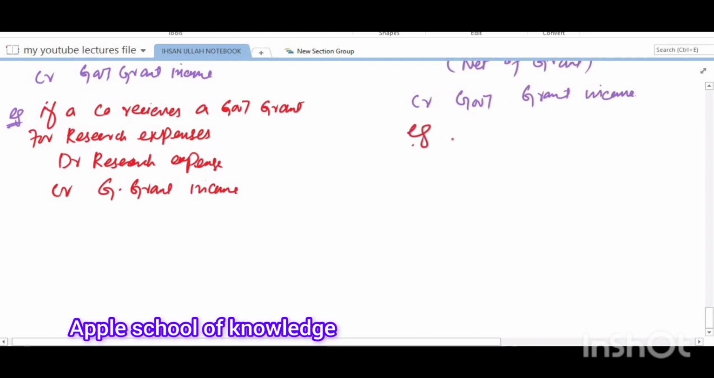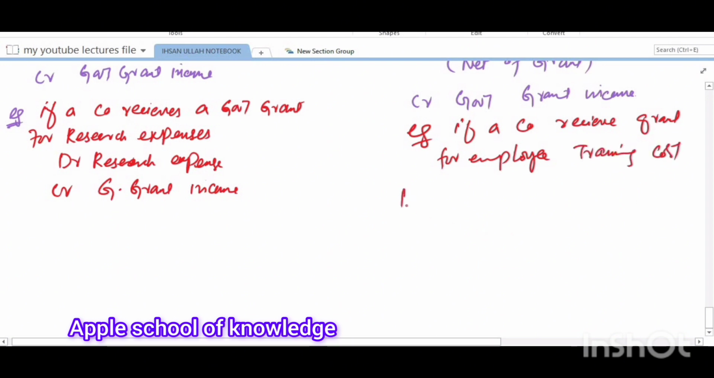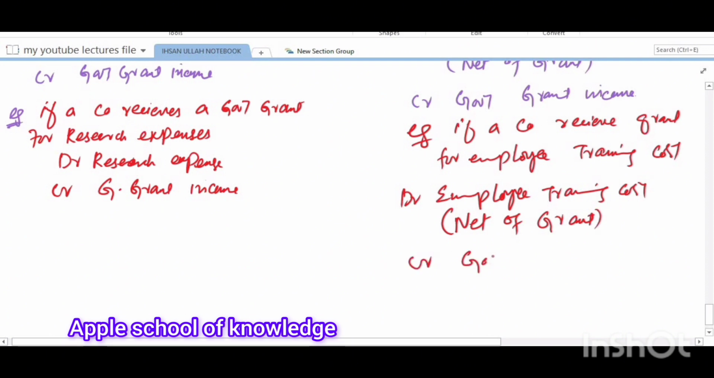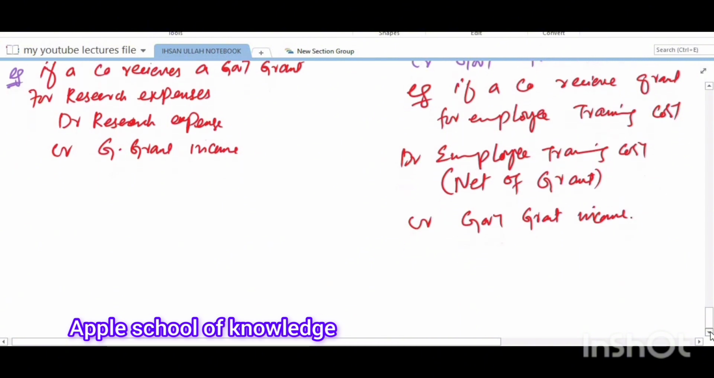And if you deduct from the related expenses, let's say a company receives a grant for employee training cost, so debit will be employee training cost, and you know this will be net of grant. Clear? And credit will be your government grant income. Now, what are the key points that you must understand and you must know?